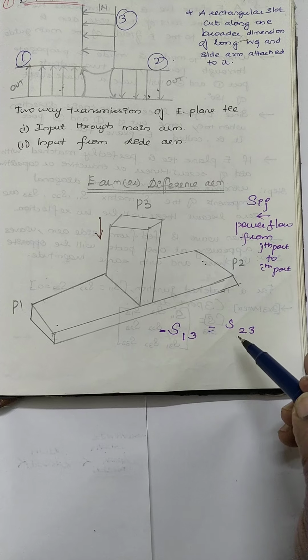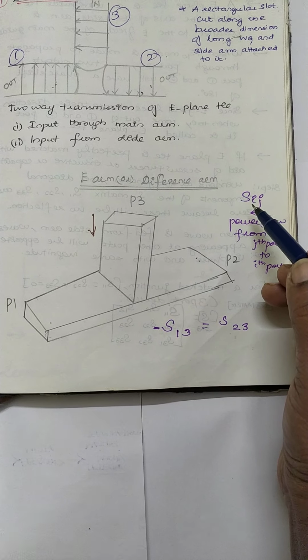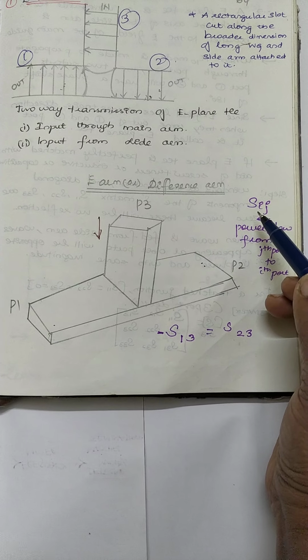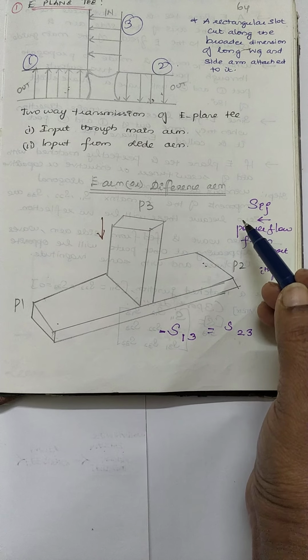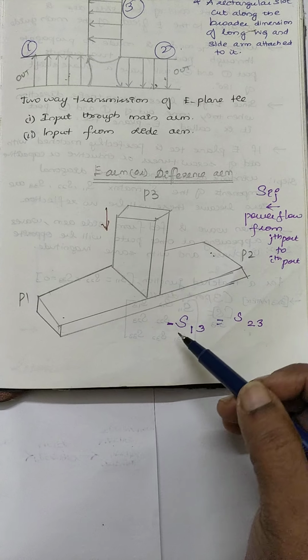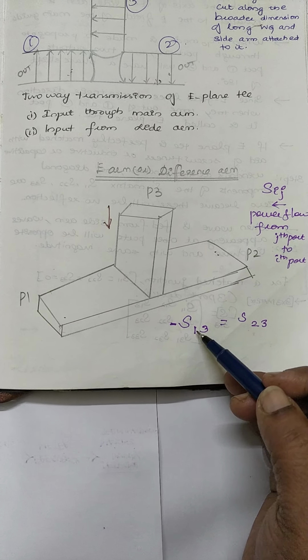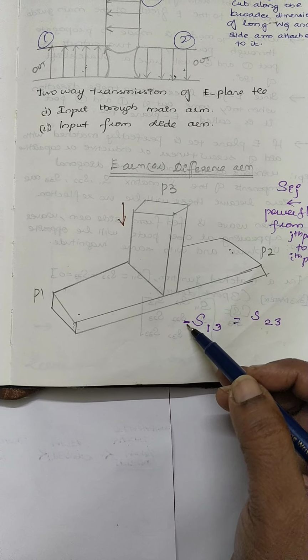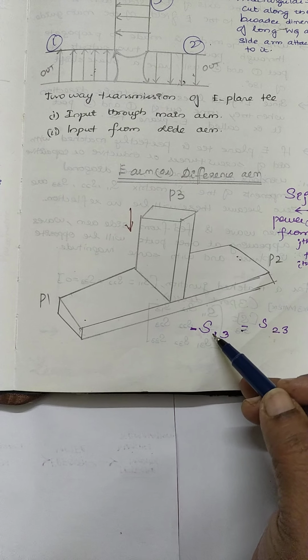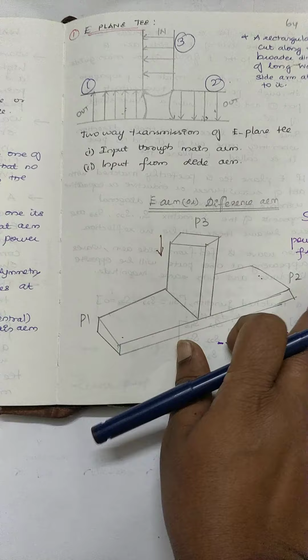How to write it mathematically? In general, in the S matrix, in your transmission lines in RF you would have learnt, Sij defines power flow from jth port to ith port only. So I am defining from port 3 to 1 it is going, from port 3 to 2 it is going equally, but in phase reversal. So mathematically, minus S13 is equal to S23.